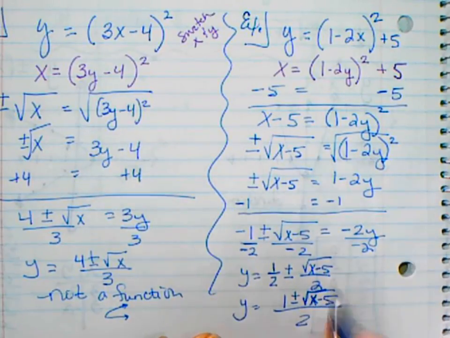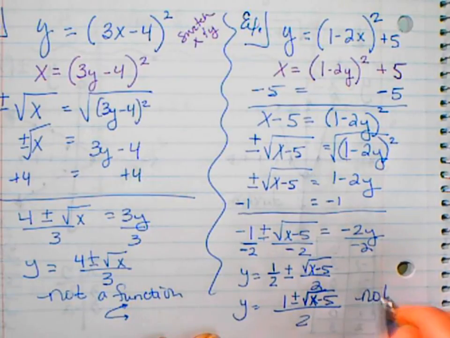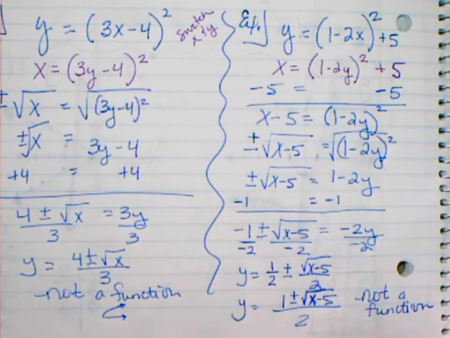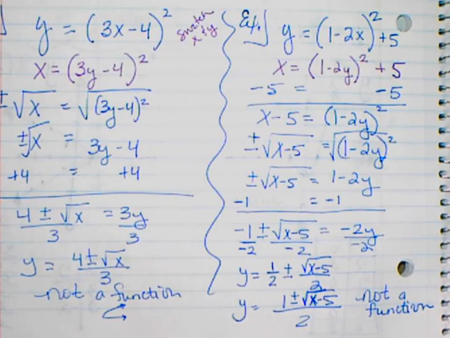Is that going to be a function? No, because whatever I plug in for x, and I take the square root, I'm going to get the positive and the negative when I simplify for y, right? So not a function. So are you seeing sometimes that when you take the inverse, you're going to have a function, and sometimes when you take the inverse, you're not going to have a function?